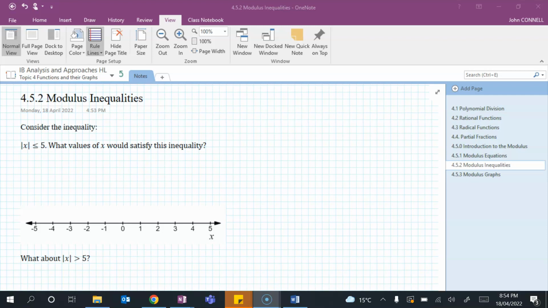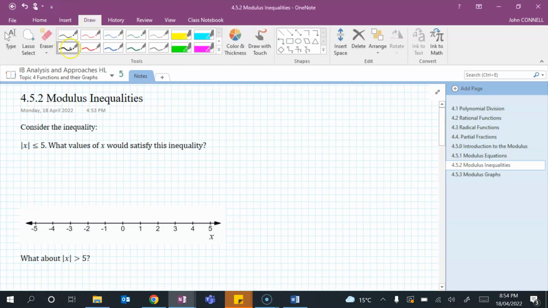So if we think about this inequality, the modulus of x is less than 5, what values of x would satisfy it? If we think about something like x equals 4, then the modulus of 4 is just 4, and that's definitely less than or equal to 5. However, if we take a negative number, let's say negative 2, the modulus of negative 2 is 2, which is less than or equal to 5 as well. So 4 and negative 2 satisfy this inequality.